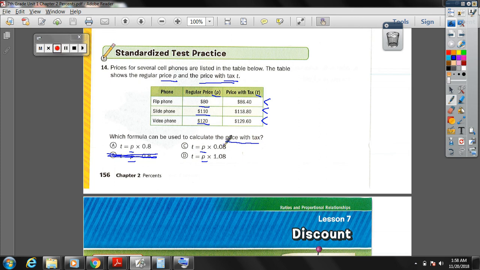If we do C, we'll find that we will get, for the first one, $6.40. So this equation for C is just getting us the tax. It's not getting us the price with the tax. Remember, the price with the tax is going to be 100% plus whatever the tax percent is. So the only one that will work in this case is D, because it's the only one that is above 100%. So D is our answer for 14.